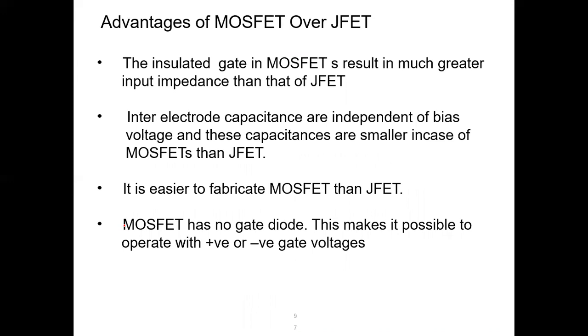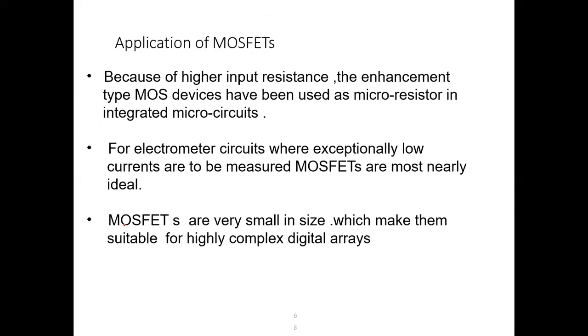Advantages of MOSFET over JFET. The insulated gate in the MOSFET results in much greater input impedance than that of JFET. It is easier to fabricate MOSFET than JFET. MOSFET has no gate diode, which makes it possible to operate with positive and negative gate voltages. These are the different applications of MOSFET: high input impedance electrometer circuits, and high complex digital arrays can use MOSFETs.